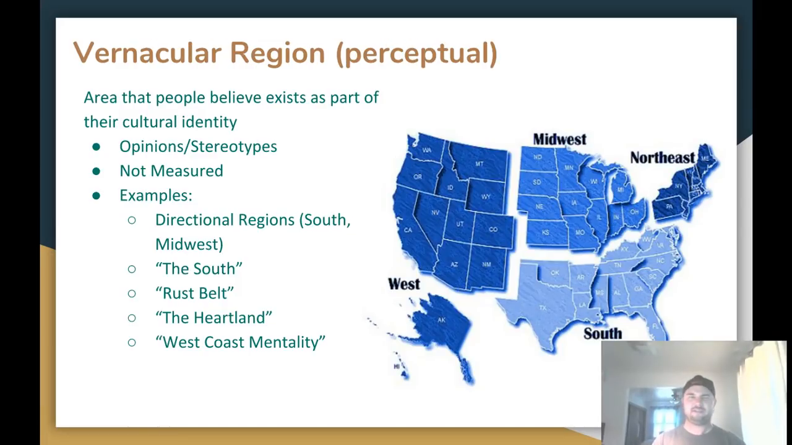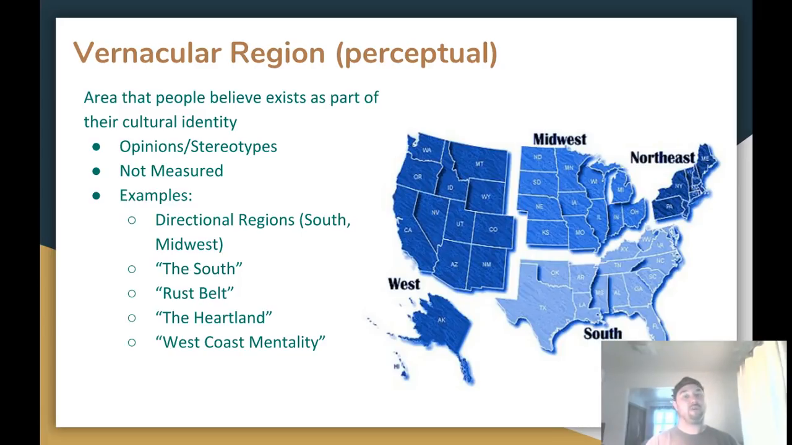Now, vernacular region, this is the one we did in class where you guys did the activity. When you say the west, the east, the south, the north, that's all perception, because to some people it might be the west, but to other people around the world that might be the east. Okay, so this is all just a perception. Usually this has a lot of stereotypes when you talk about the South, the Rust Belt, the Corn Belt, the Heartland.